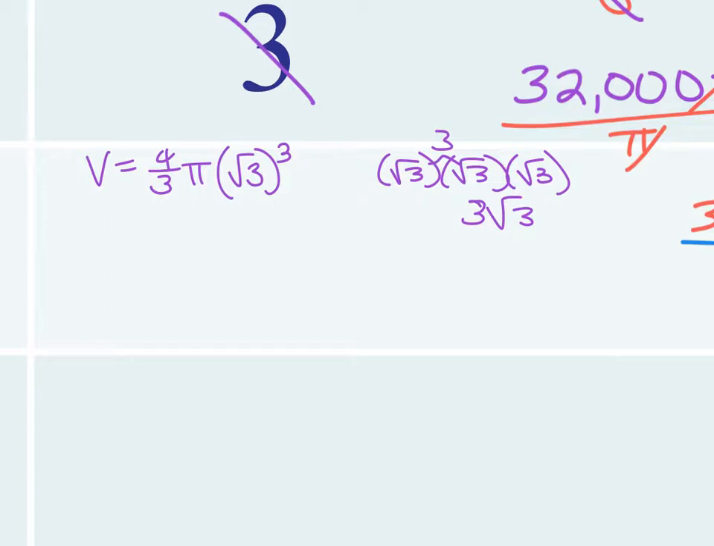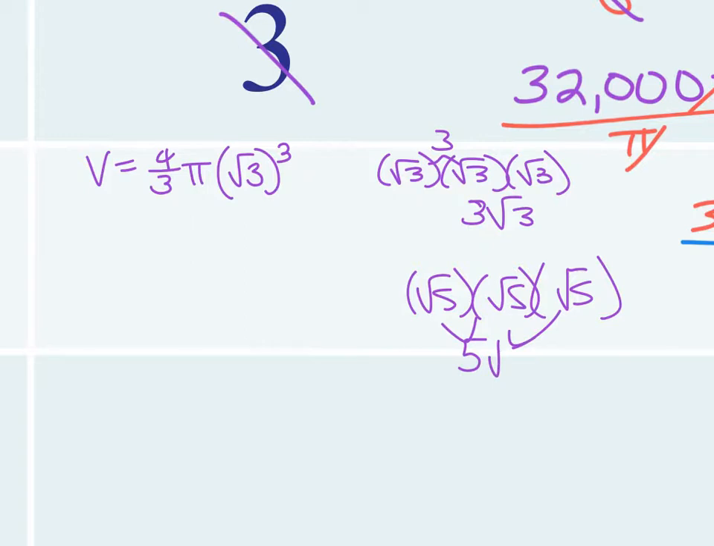So what happens if the number is 5? If the number under the root was 5, I'd get 5 root 5. It's just the number times itself, if it's cubed. He asked what would happen if it was root 5 times root 5 times root 5. So this would give me 5, and then that would still be root 5.